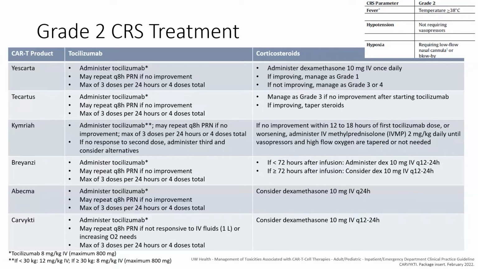And this is where the recommendations for steroid use can vary among the products. Some products recommend giving dexamethasone 10 milligrams IV every 12 to 24 hours. Some products recommend considering dexamethasone 10 milligrams IV every 12 to 24 hours. And some product recommendations depend on response to tocilizumab, where if there is no response, then give IV methylpred 2 mg per kg daily. I'll refer you to the UW Health guidelines for recommendations on how to escalate steroid dosing if there's no improvement after these recommendations and if grade 2 CRS persists.